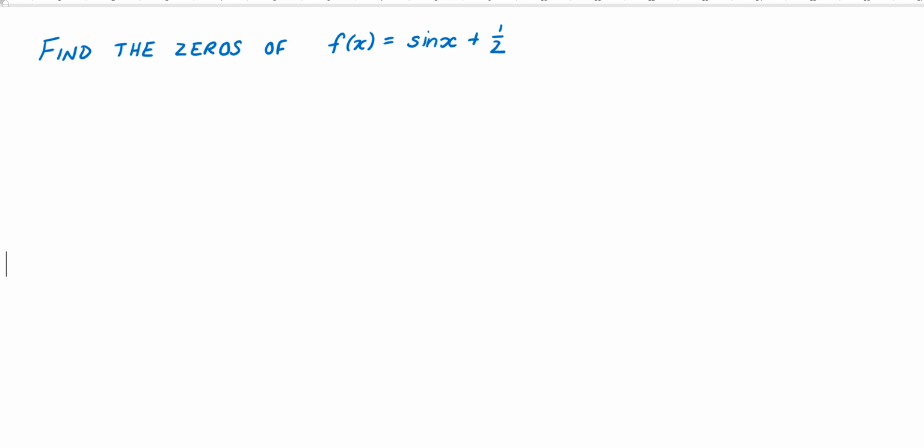Right, part 2 of trig is remembering how to solve your trig functions. So if we've got something like this, find the zeros of f of x equals that. So what we're trying to do is go, right, 0 equals sine x plus a half, put the half on the other side, so it's minus a half equals sine x.